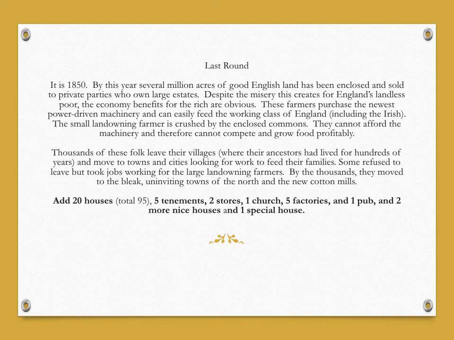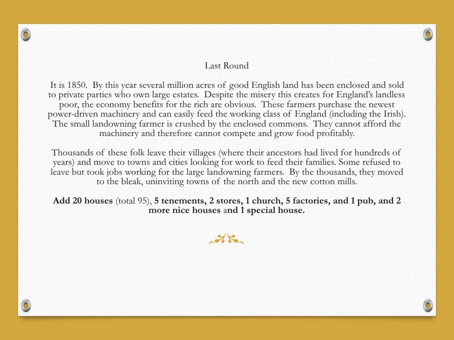So we're starting to have commercial agriculture, which requires large amounts of land controlled by one person or one company. Thousands of these poor, small landowning farmers leave their villages where their ancestors had lived for hundreds of years and move to towns and cities looking for work to feed their families. Some refused to leave but took jobs working for the large land-owning farmers.